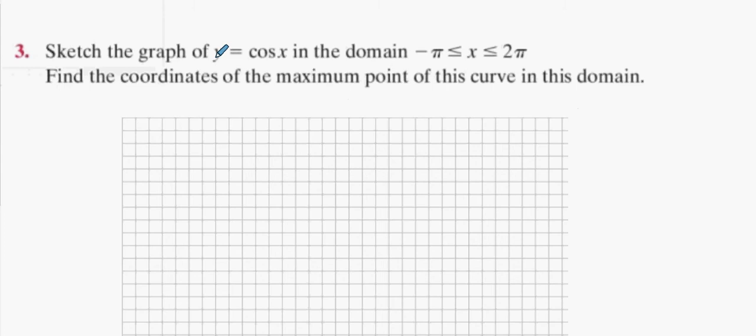Sketch y equals cos x in the domain minus pi less than or equal to x less than or equal to 2 pi. Alright? Now, a hard part of this is realising what is the... In a way, if you really wanted, you could convert it into degrees, couldn't you? How'd you do that? What's minus pi? And what's 2 pi?